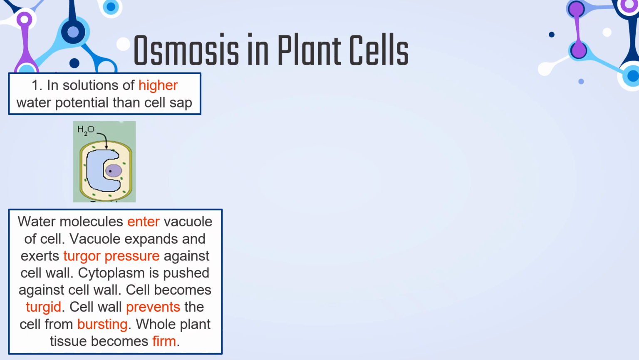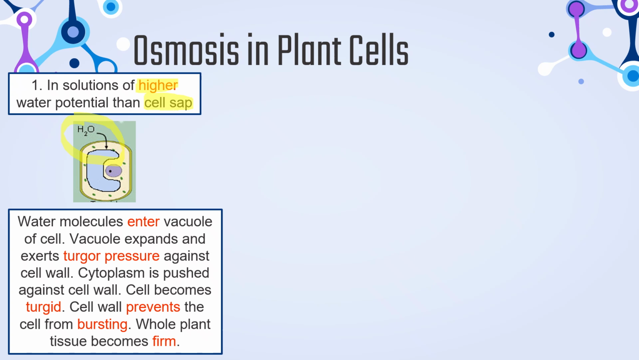Okay, if we put a plant cell in high water potential, for example, water, water will enter the cell. The cell will continue to expand. And if you see over here, you see the word cell sap.